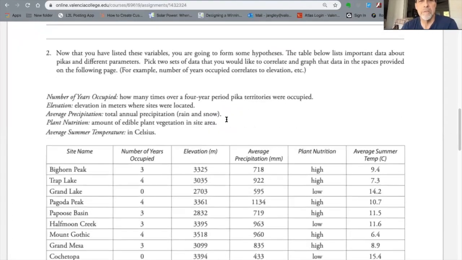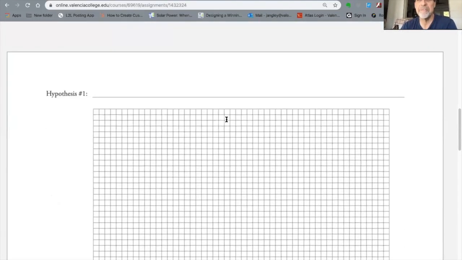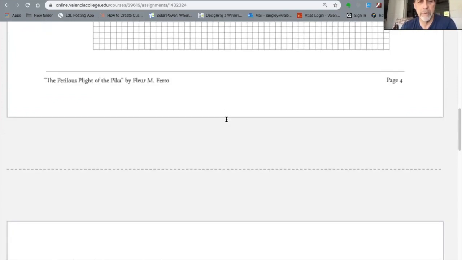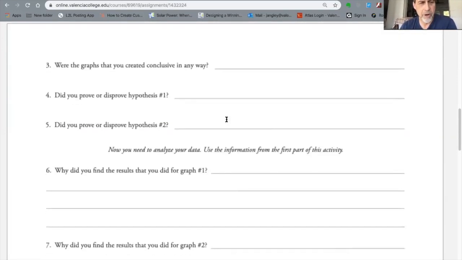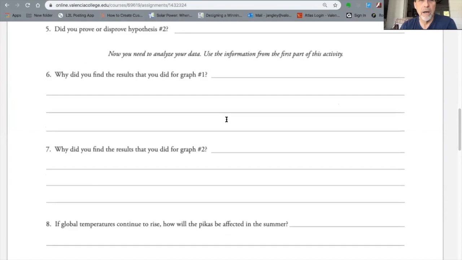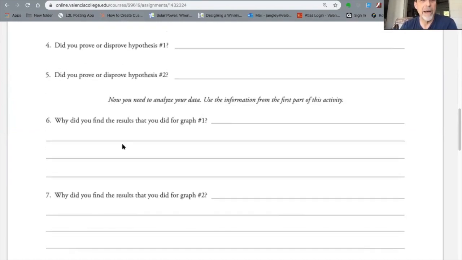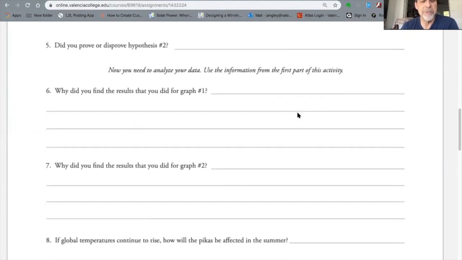Okay, so now you just have to go through here, and after you graph, answer these questions. Why did you find the results that you did for the graph? Why? What's your idea? What's your opinion about it? Why did you find the results you did for graph 2?